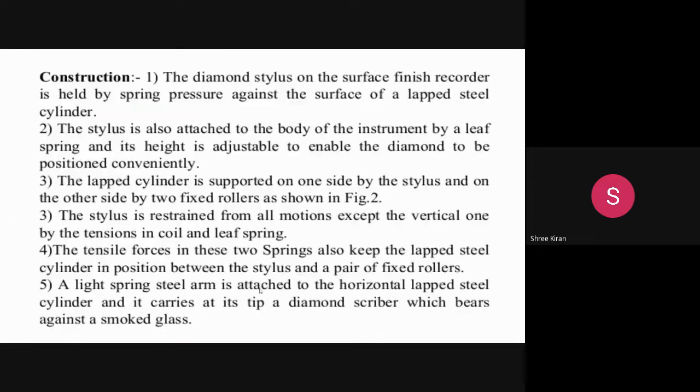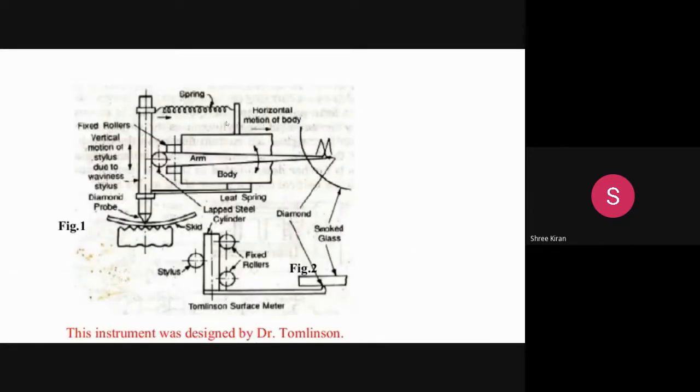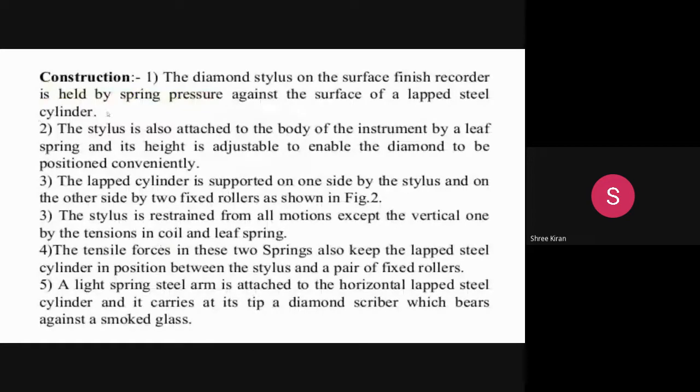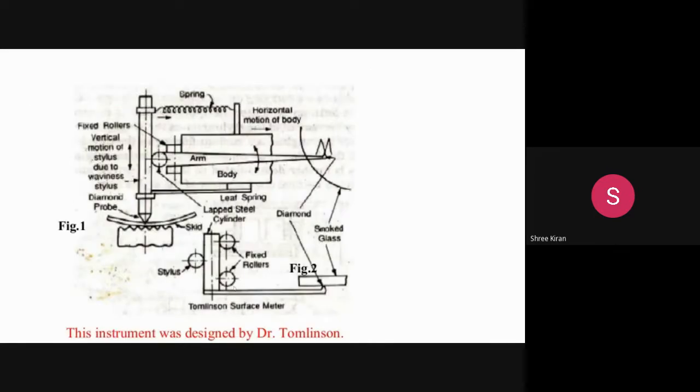The second point: the stylus is also attached to the body of the instrument by a leaf spring, and its height is adjustable so the diamond can be positioned conveniently. Then the third point: the lap cylinder is supported on one side by the stylus and on the other side by two fixed rollers. So the lap cylinder is always held by two fixed rollers and, on one side, by the stylus.